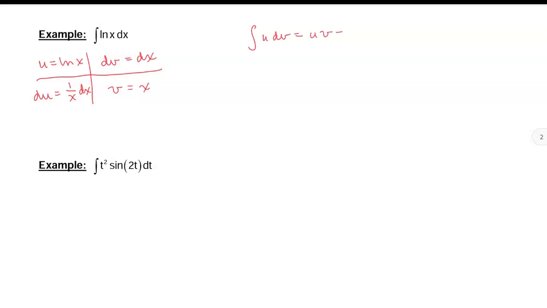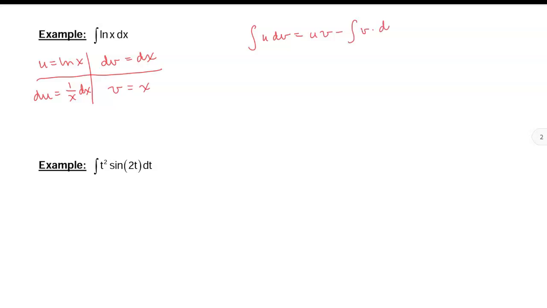The next example, it doesn't look like it's the product of two functions. The natural log of x seems to be the only function here, but this one is special, so we're going to set this one up. Let u equal the natural log of x. Let dv equal dx. Take the derivative of u, take the antiderivative, v equals x.